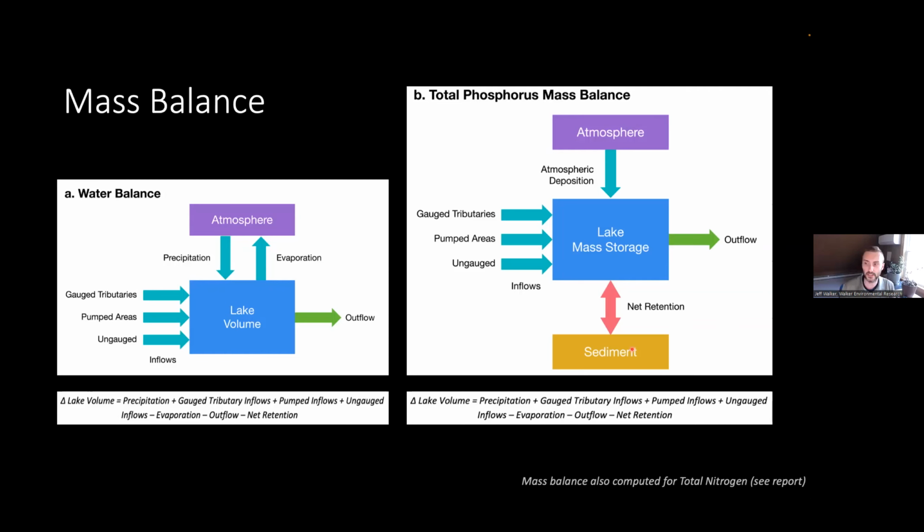So if it's a positive value, that means there's more sedimentation than release, so more phosphorus going from the water column to the sediment. And if it's negative, it's going the other direction, where there's more coming from the sediment back into the water column. And then I'll also mention that in the report, we do mass balance of total nitrogen also, but I'm just going to talk about phosphorus for the interest of time and because the lake itself is primarily phosphorus limited. So that's our real management goal.